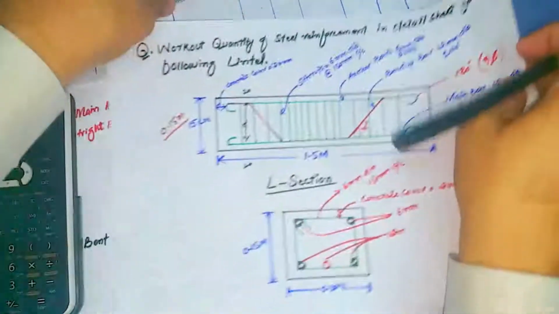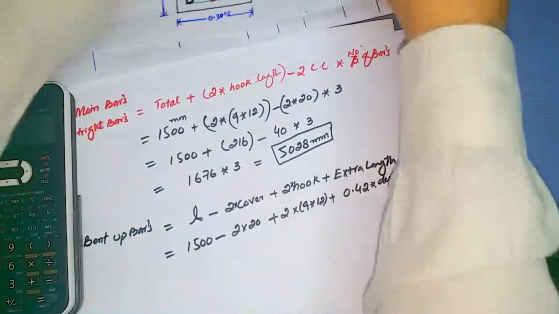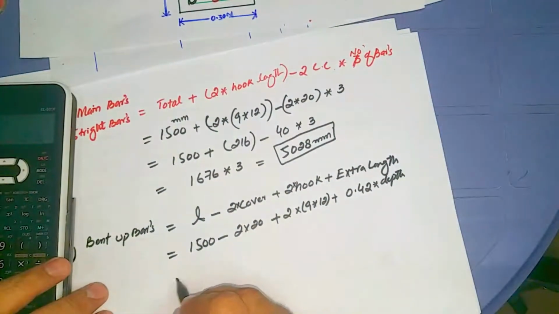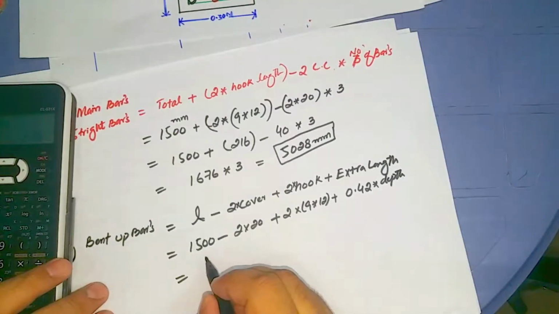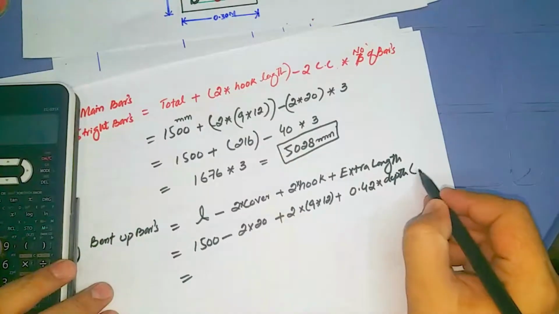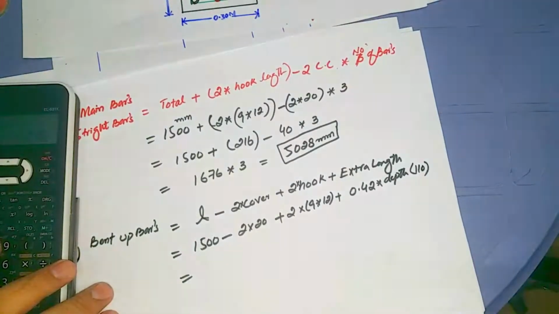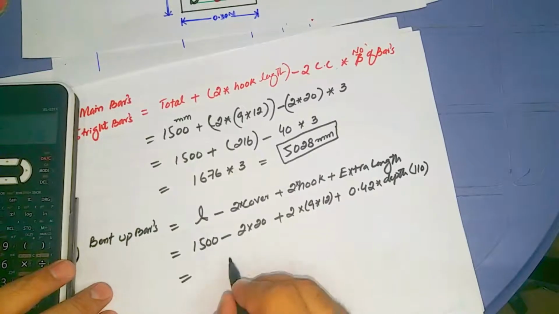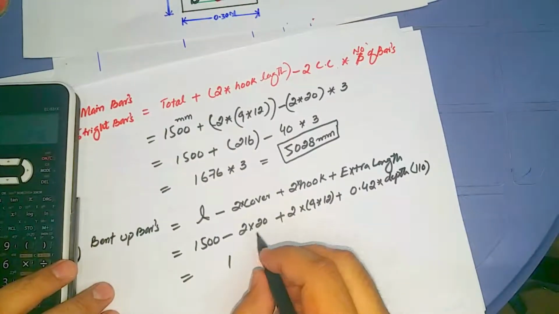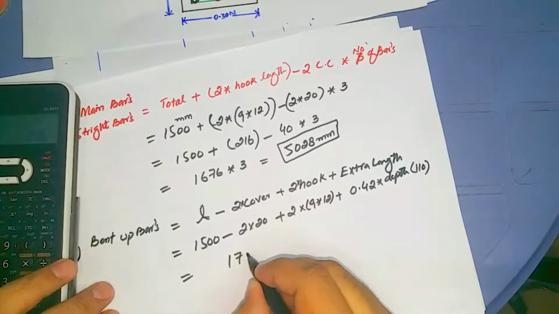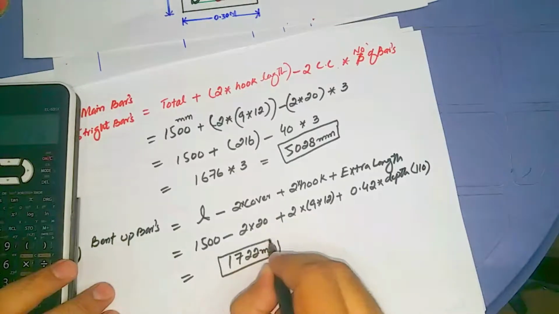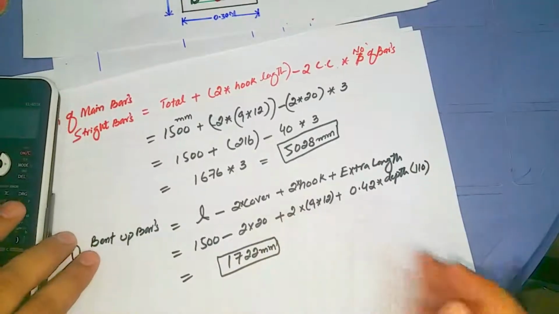So the depth of the bend up will be left as 110 mm. So the total value for depth is 110. This is the total depth. So the total length of the bend up bar is 1722 mm. This is the total length of the bend up bar.